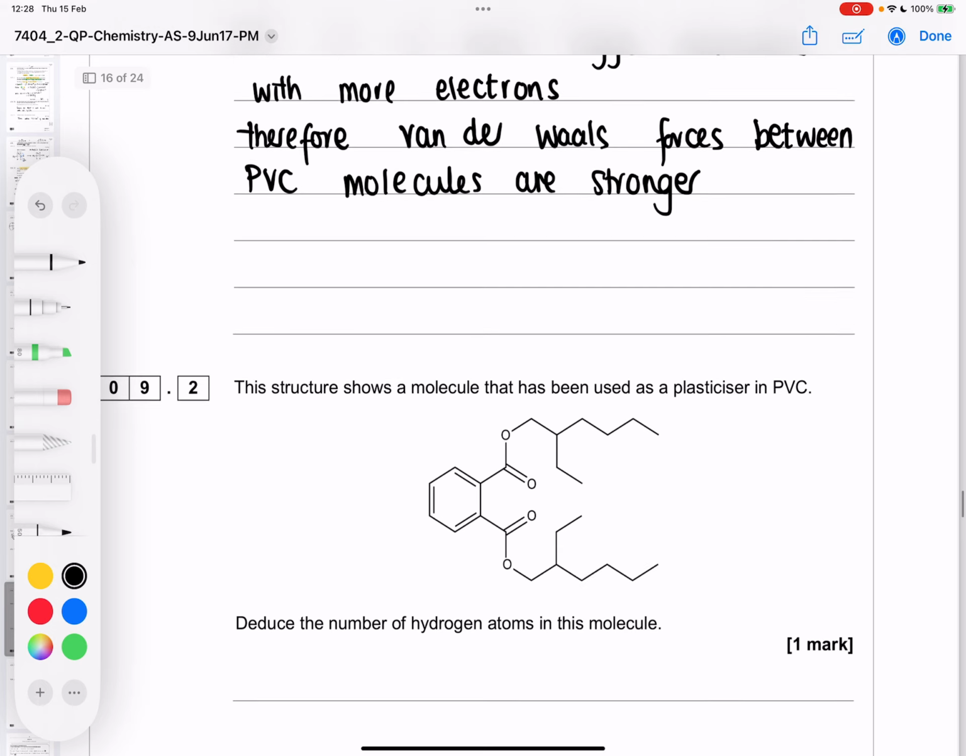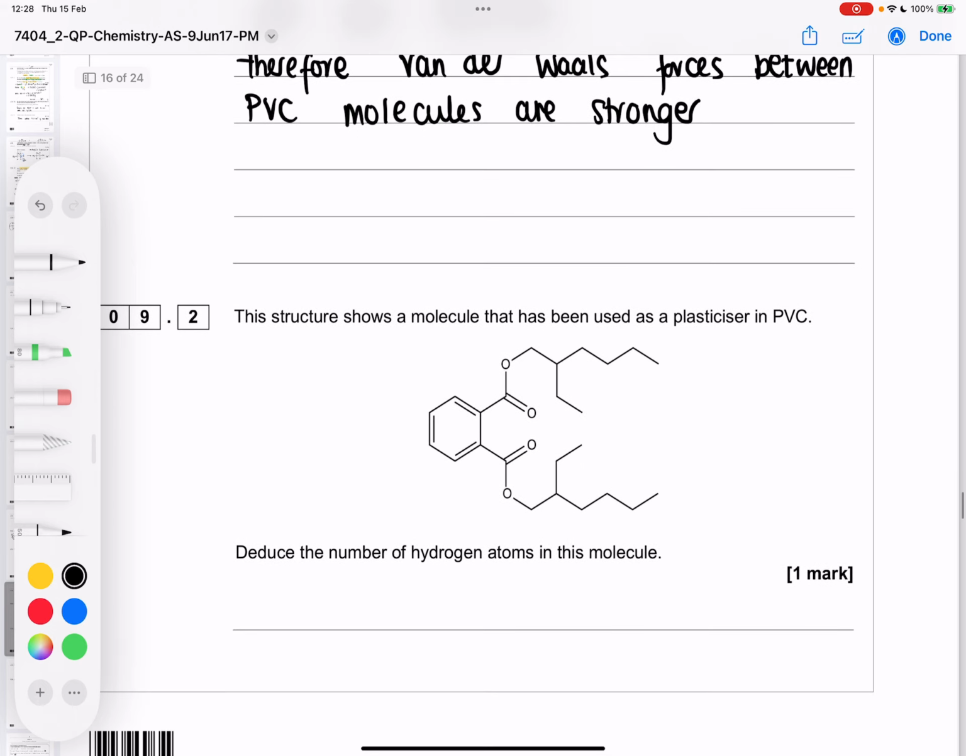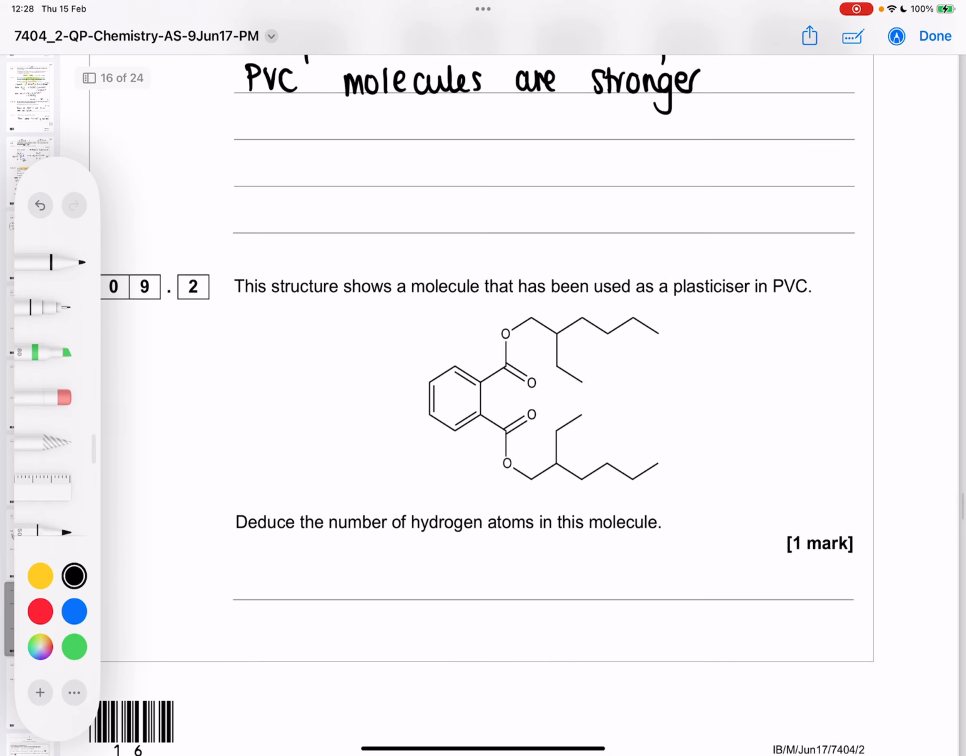And then the structure shows us the plasticizer for PVC, and it asks us to deduce the number of hydrogens in this molecule. So we have to do some significant counting here of a skeletal formula. Again, if you're running out of time in this exam, this would be a place to maybe come back, fold the corner of the paper, come back to it, because this is quite a big job. You've got to remember that every carbon has to have 4 sticks.